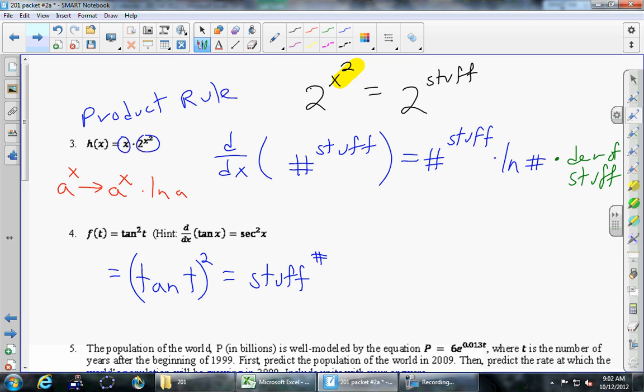And I'm not going to write it again because that rule we did on the previous page. That number is going to come down. You're going to copy the stuff. You're going to subtract 1 from the power. And then you're going to stick on that green derivative of the stuff. Stuff in this case is tangent of t. Again, we don't officially know it, but I gave you a little hint up here. It says derivative of tangent is secant squared. So you stick that at the end, and that is all.